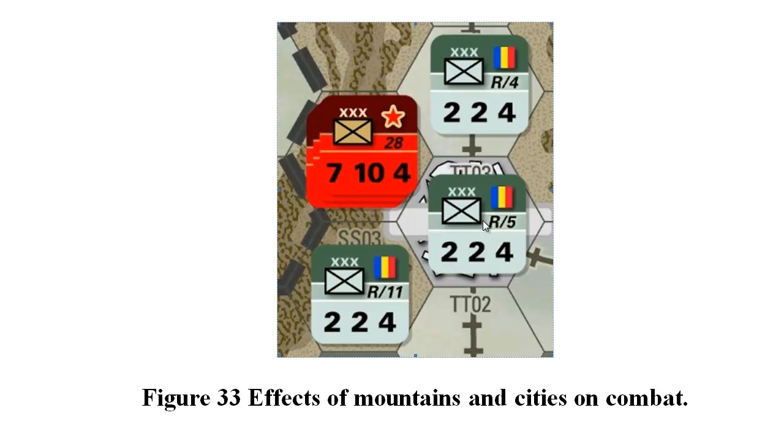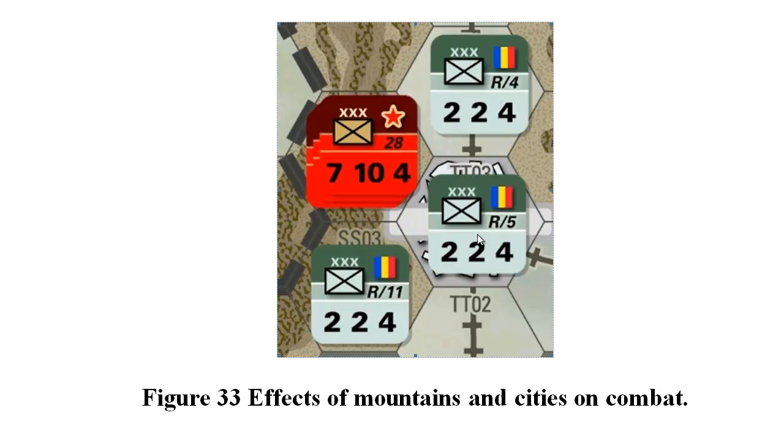This Romanian unit is in a city. It's doubled on defense. This Romanian unit is on a mountain square. It's doubled on defense. So the three German units put together have 2 plus 4 because it's doubled, plus 4 because it's doubled, or 10 defense factors, and the Germans have whatever is in this stack on the attack. The fact that the Germans are in a mountain square has no effect on this unit or this unit or this unit being doubled.